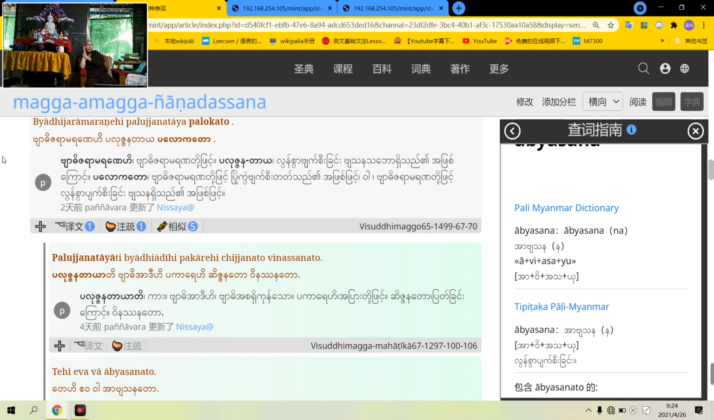This five khanda has this nature. Naturally, you can say that it is naturally destroying.